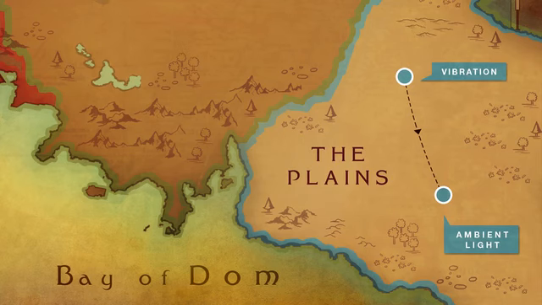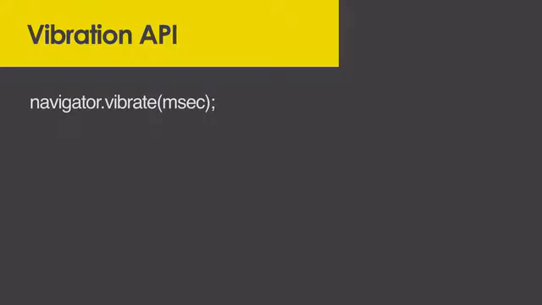So let's leave the wilderness behind and go somewhere that looks a bit more like home. The last part of our safari today is to look at two more APIs. They're both quite stable. You can start using these from a progressive enhancement point of view right now. And these are the vibration and the ambient light APIs.